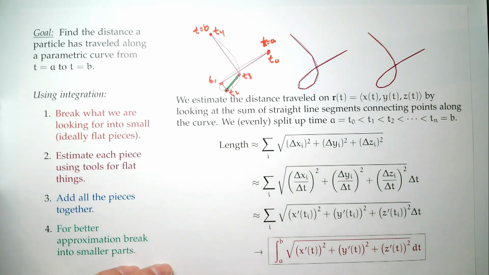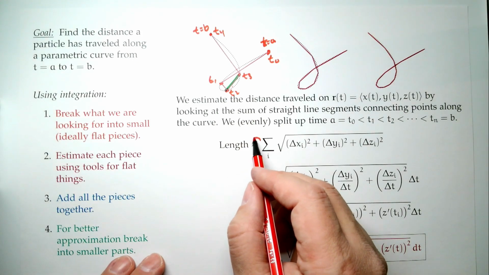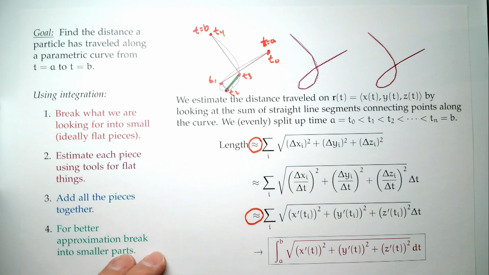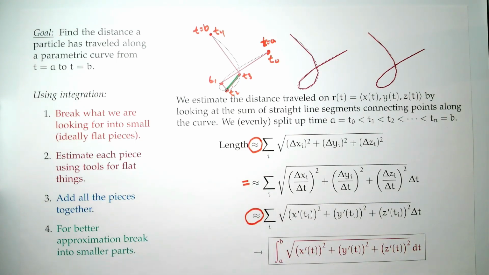And now I should say, look, there's an approximation here. It's not that delta x_i over delta t is exactly the derivative, but it's about the derivative. And I should also say this is the other approximation, when I'm breaking up my line into points. This part right here, this is actually an equals. No approximation needed.